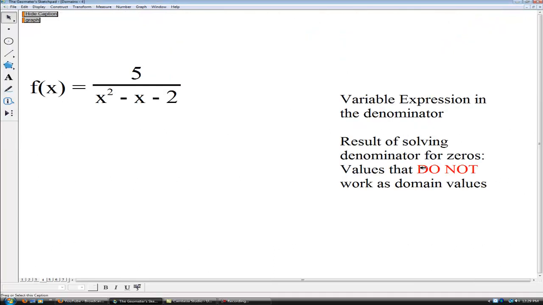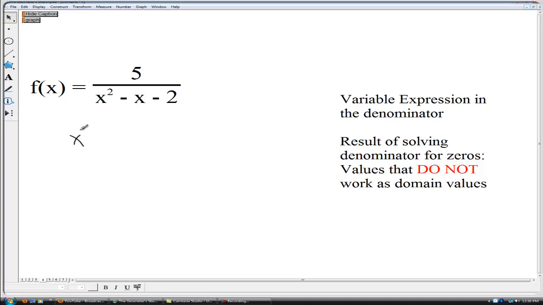In this function, we have a different situation. No square root, no radical of even index, but we do have a variable expression in the denominator. Now what we're going to do here is we're going to take this expression and set it equal to 0. So we're solving the denominator for zeros. But what the result will give us are values that do not work. So in this case, when we're finished here, we will have the restrictions of the domain.